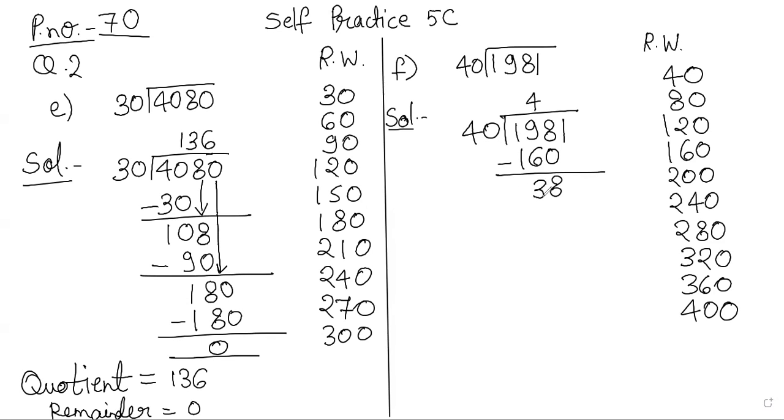Now compare divisor and 38. 38 is smaller than divisor. It means we cannot divide. Now what we can do? We can bring down a digit from the dividend. Now our new number is 381. Now divide 381 by 40.